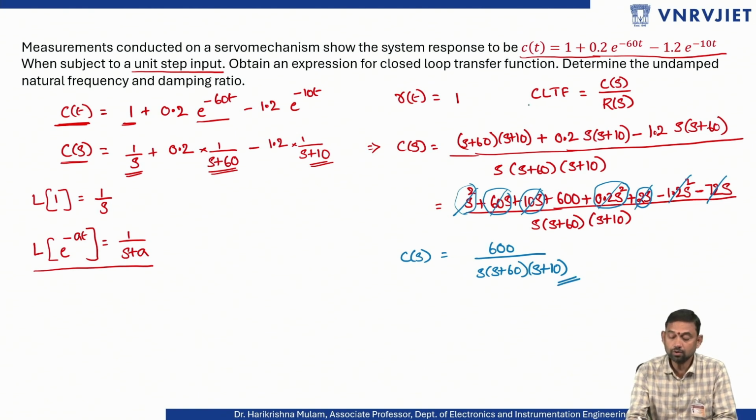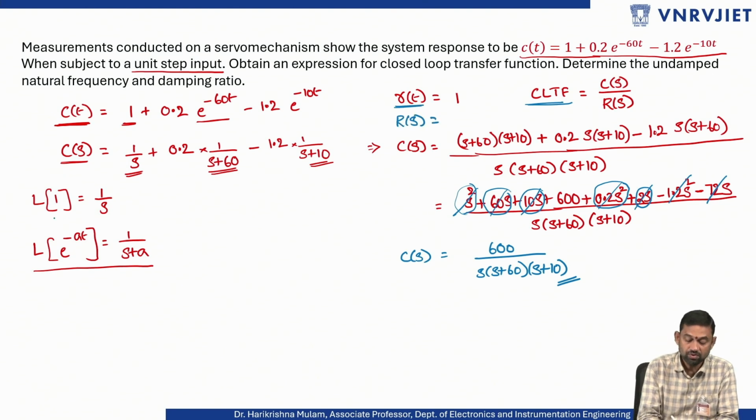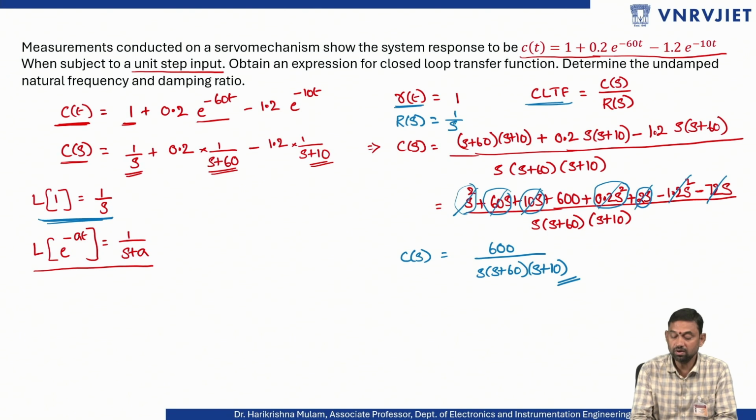In order to find the closed loop transfer function, you need to get it by Laplace transform of output by Laplace transform of input. So C of s is this, R of s. R of t is 1, therefore R of s is the Laplace transform of 1, which we already told as 1 by s. Therefore we got R of s and C of s.